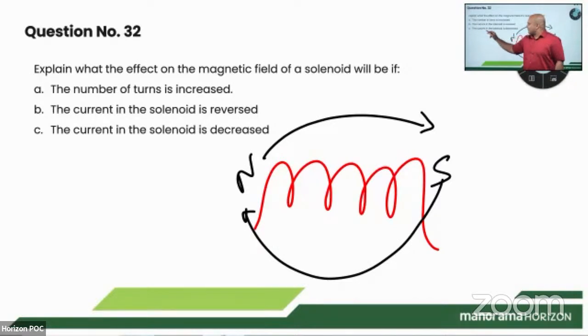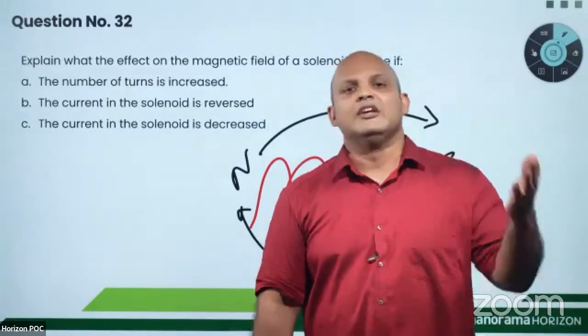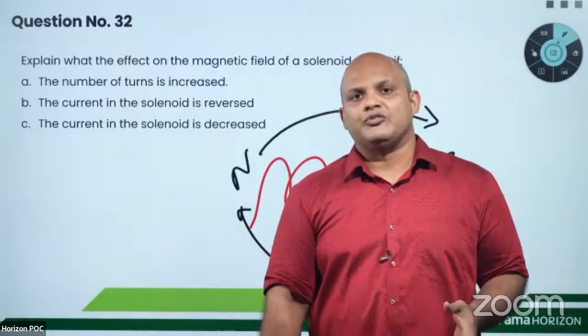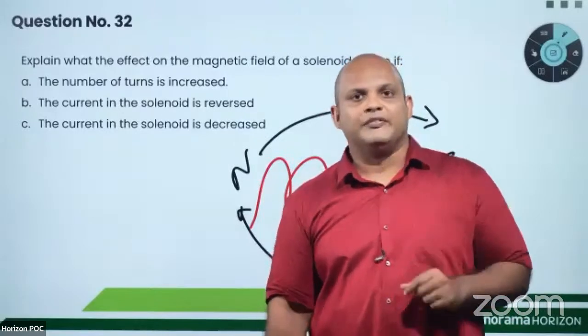What happens if the current in the solenoid is decreased? If you decrease the current going into the solenoid, the strength of the magnetic field will also go down. If you increase current, you get more magnetic field. If you decrease current, you get less magnetic field. So a very straightforward question. Just keep your concepts clear and you will be fine.